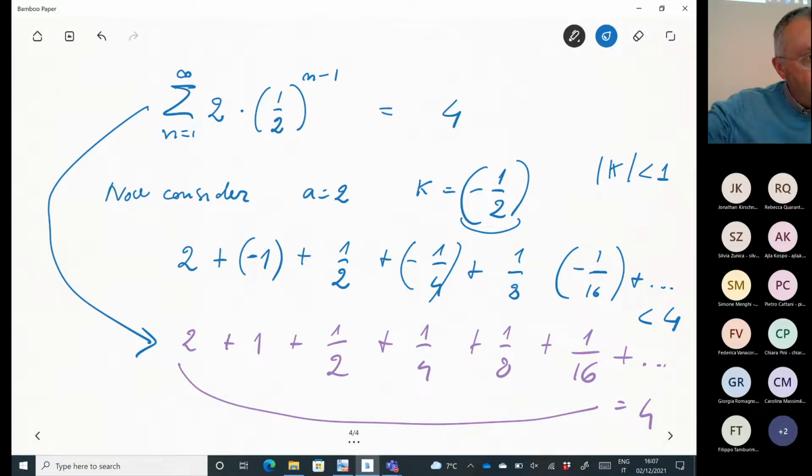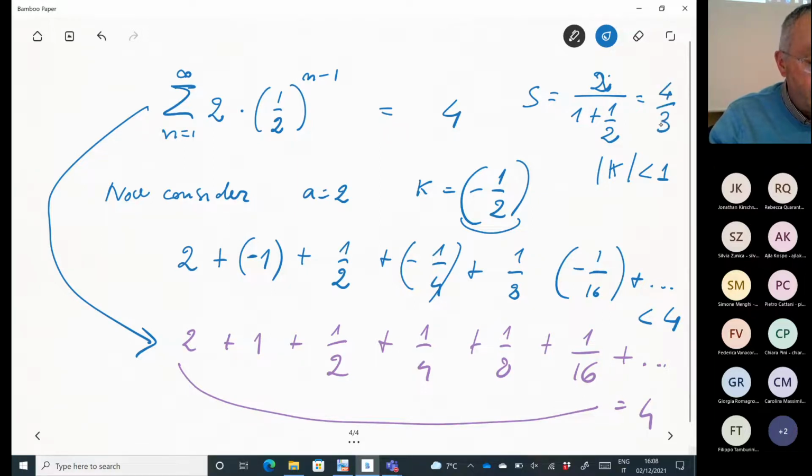Even if it is an infinite sum, it has some properties that correspond to the same properties for finite sums, okay? It cannot be larger than 4, because it has the same terms here, but some of them are negative. So what is the sum in this case? The sum is equal to 2 divided by 1 minus k, so 1 plus 1/2, because k is minus 1/2. Now this is 3/2 in the denominator. 2 divided by 3/2 is 4 divided by 3, which is less than 4, as expected.